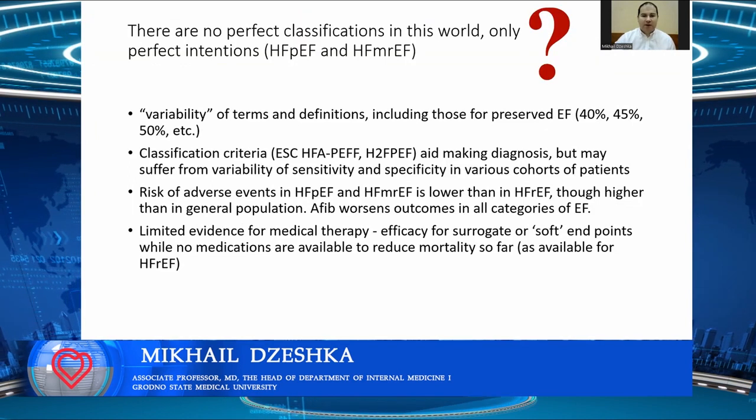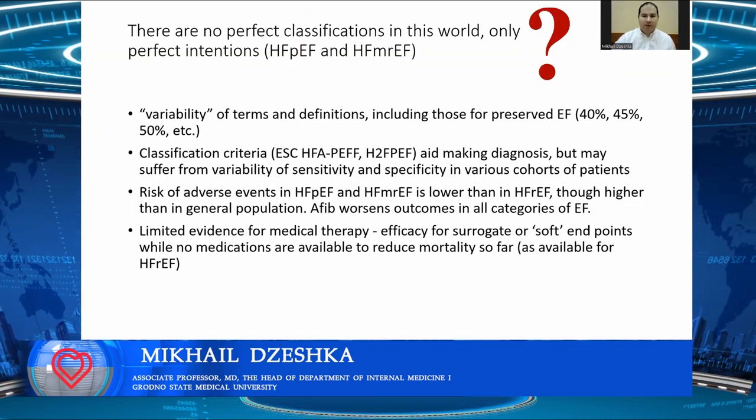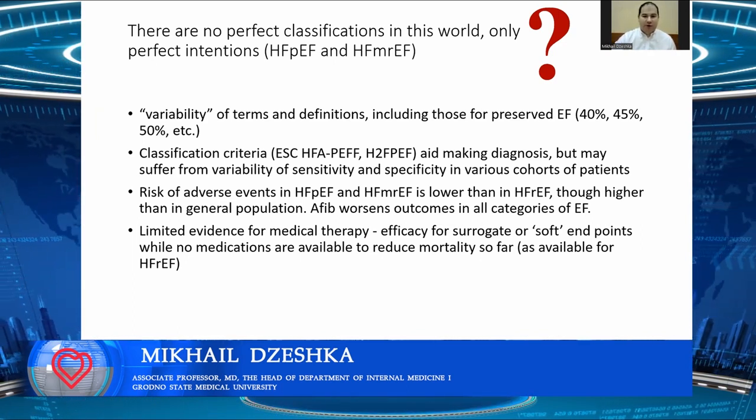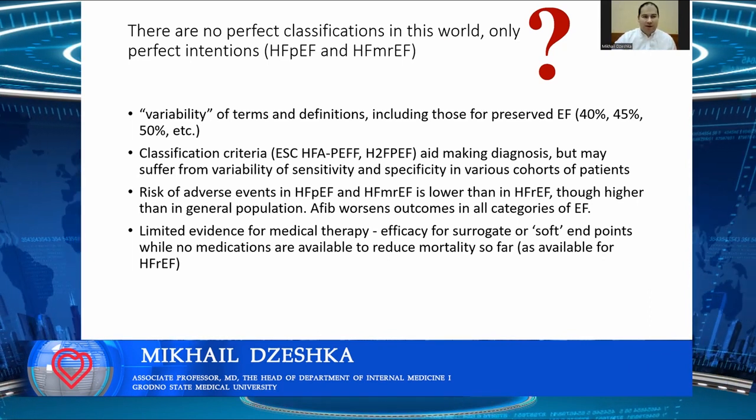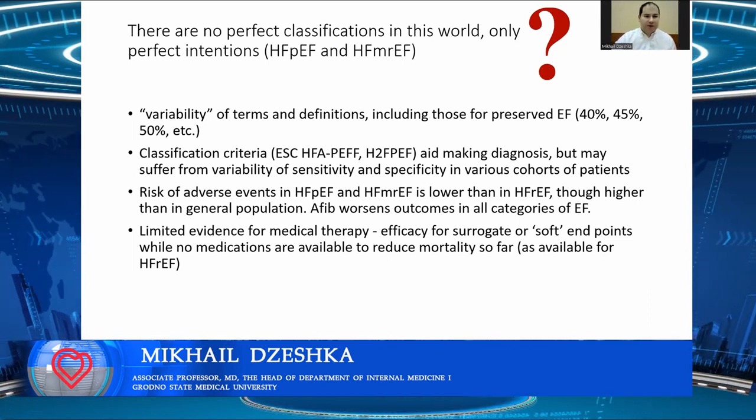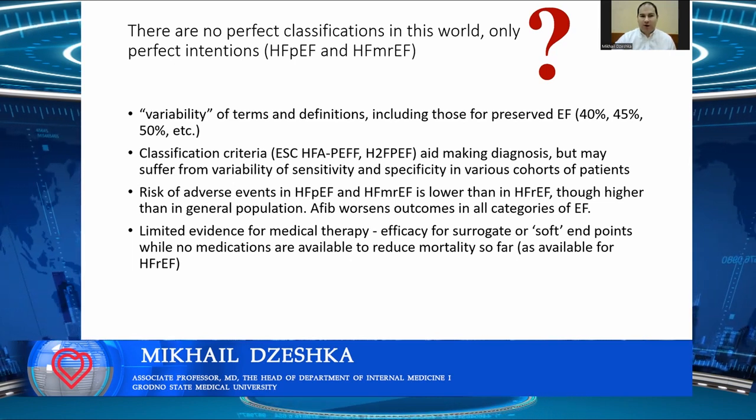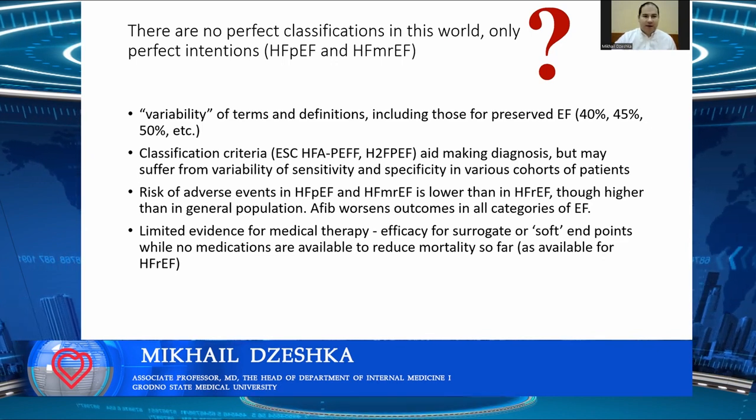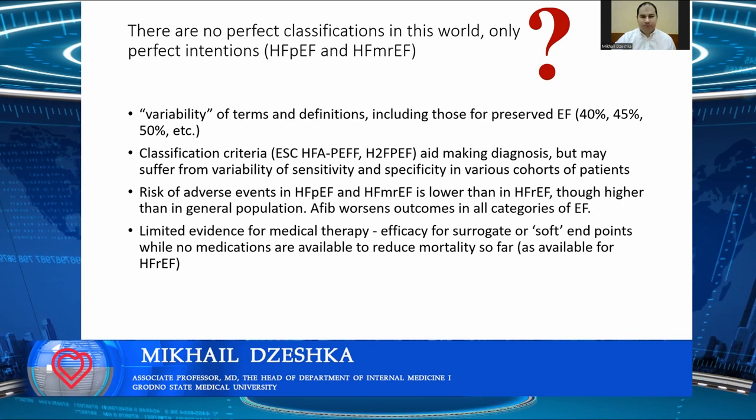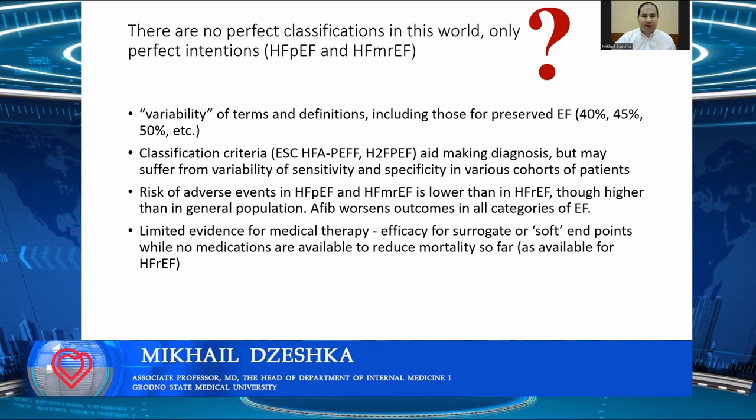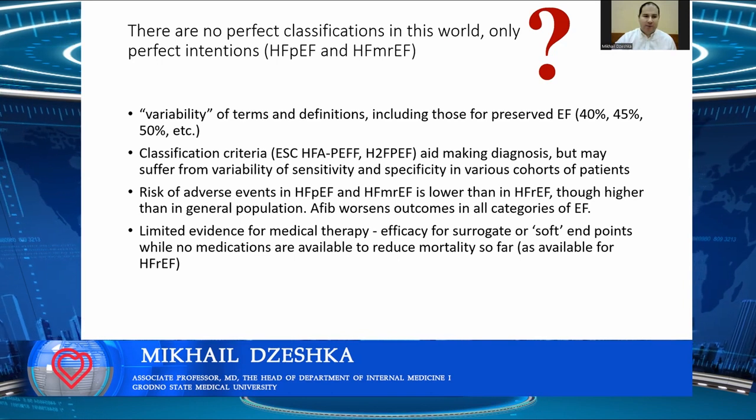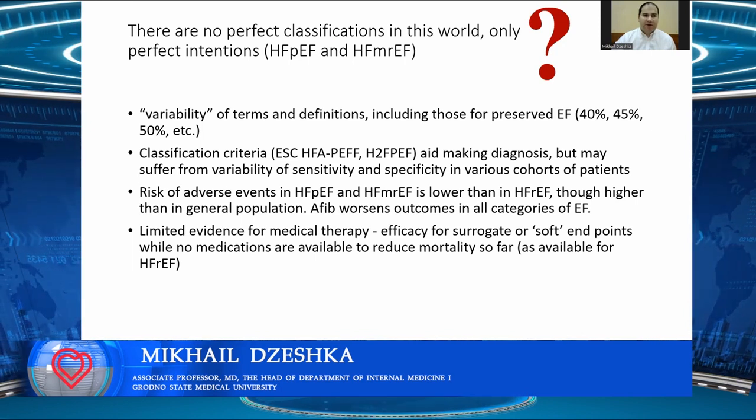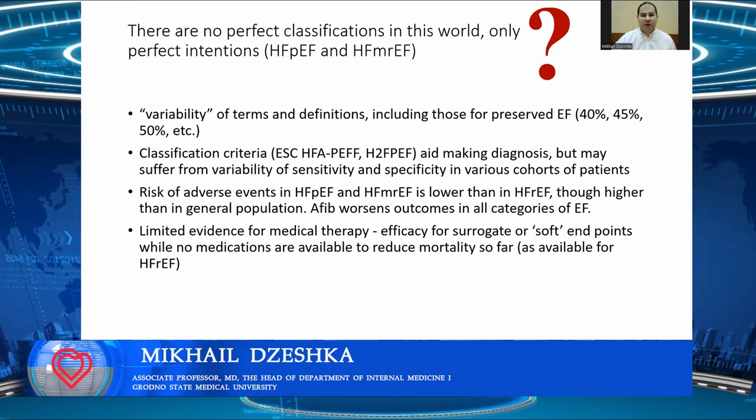Nonetheless, the above-mentioned classifications have limitations regarding, first of all, HFpEF and HFmrEF, heart failure with a mildly reduced ejection fraction. What are they? Variability of terms and definitions, including those for preserved ejection fraction, with cutoffs of 40%, 45%, 50%, etc. Classification criteria available so far, such as the European Society of Cardiology HFA-PEFF algorithm and the H2FPEF algorithm, aid making diagnosis, but may suffer from variability of sensitivity and specificity in various cohorts of patients.